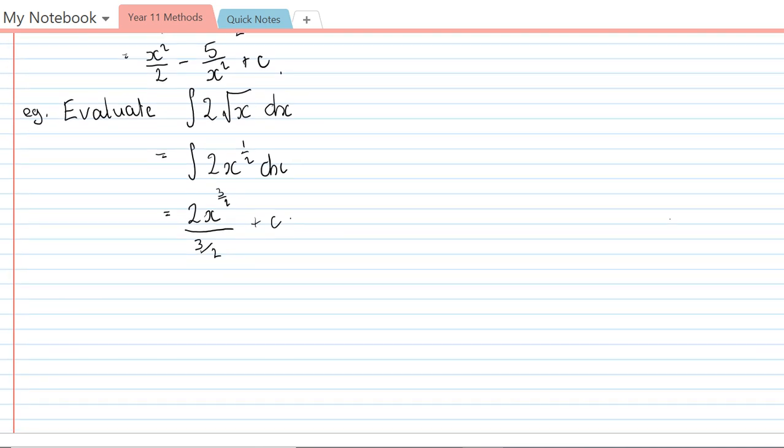So 2 divided by 3 on 2, how many 1.5s are there in 2? I'll do this just off on the side. So 2 divided by 3 on 2 is the same as using stage change flip, 2 times 2 over 3, which is 4 over 3. We only multiply that whole number into the numerator. And so what we end up with here is 4/3 x to the power of 3 on 2 plus c.